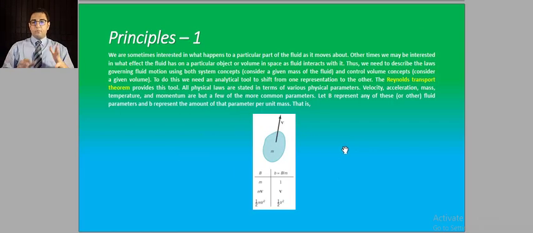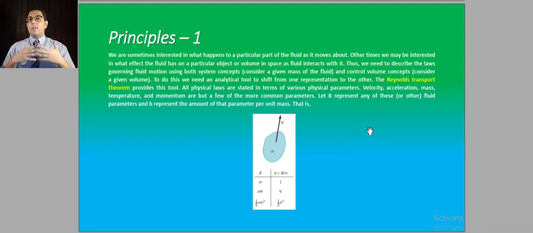In the previous chapter, we tried to identify the fluid motions using two methods, the Eulerian and Lagrangian methods. Here we want to know what's going to happen in a particular part of the fluid and what the effect of that particular part of the fluid is on the volume or on the object.